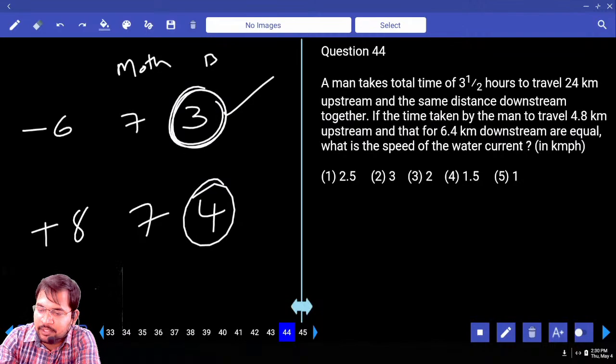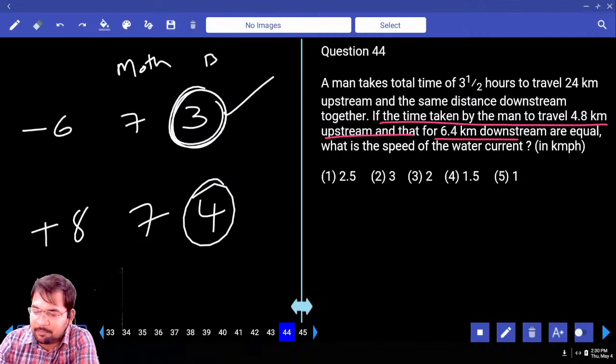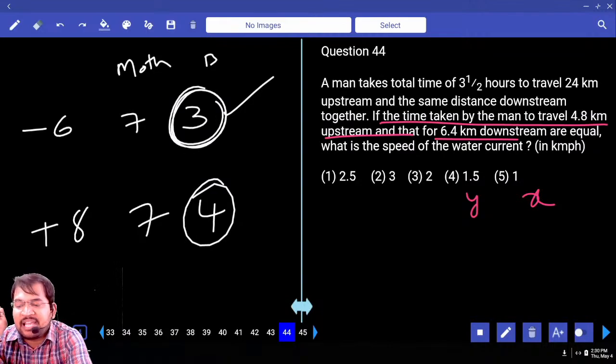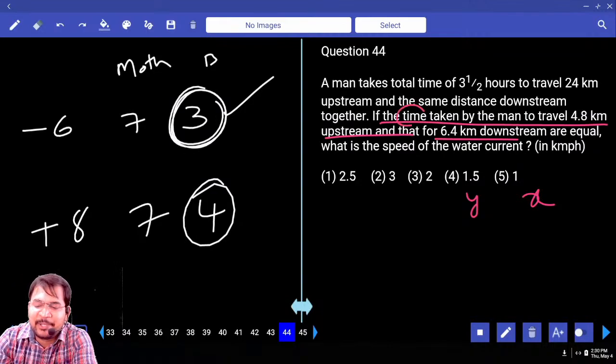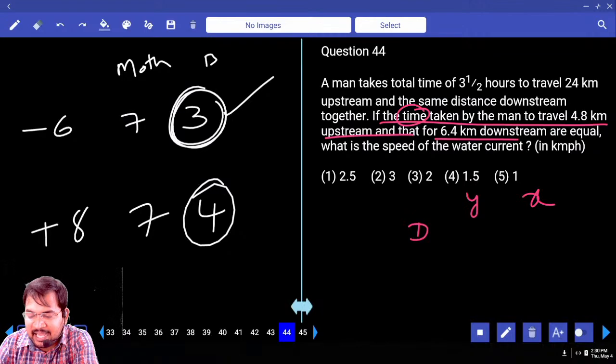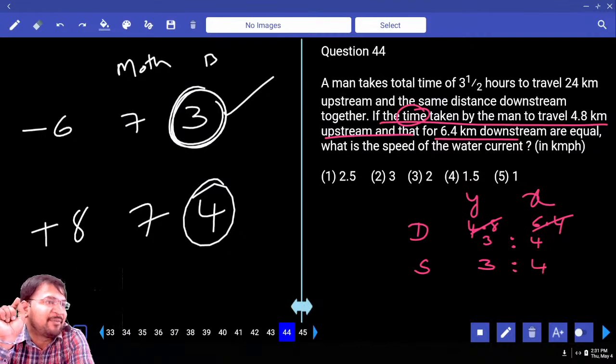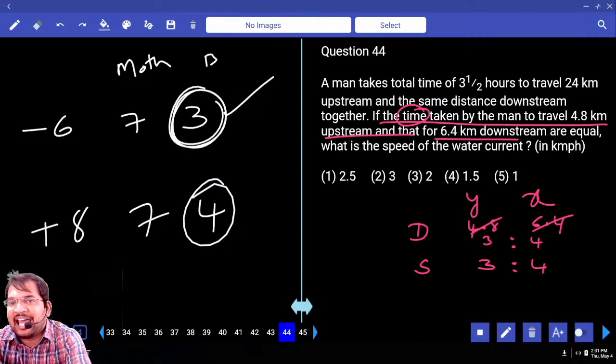Now look at here, all of you. If the time taken by the man to cover 4.8 kilometers upstream and 6.4 downstream. Upstream is y, downstream is x. Here time is same. This is a time constant method. Whenever time is constant, distance and speeds are directly proportional. Are you clear? The distances ratio they have given. Upstream is how many kilometers? Downstream is, and this is 3:4. Therefore speeds are in the ratio 3:4 only. Whenever time is constant, distance and the speeds are directly proportional to each other.